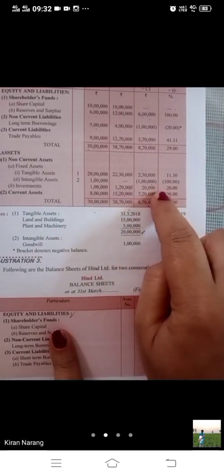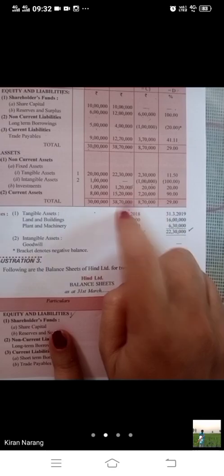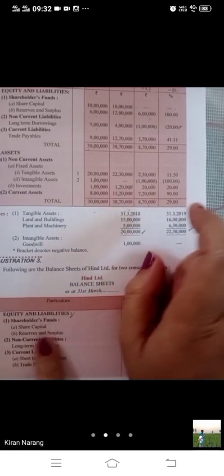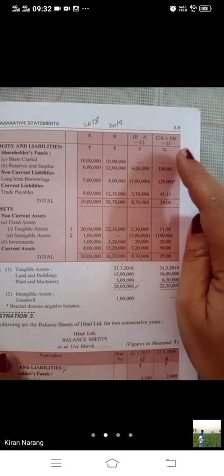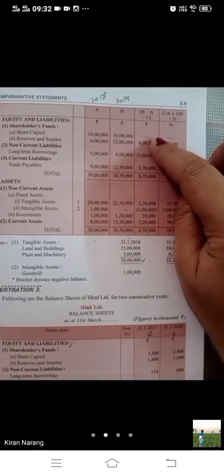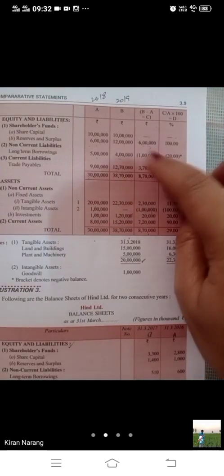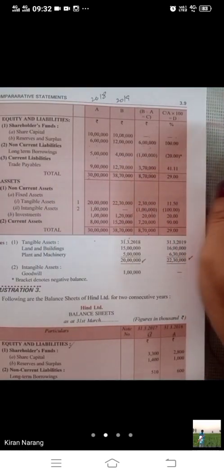120 minus 1 lakh, 20,000. 1520 minus 8 lakh, 720. Then 3870 minus 3000, 870. Then how will you calculate the percentage increase or decrease? Beta, the C column shows absolute increase or decrease. Positive answer, there is an increase. Negative answer, there is a decrease.